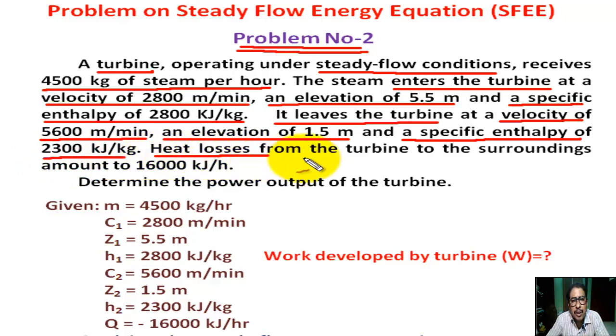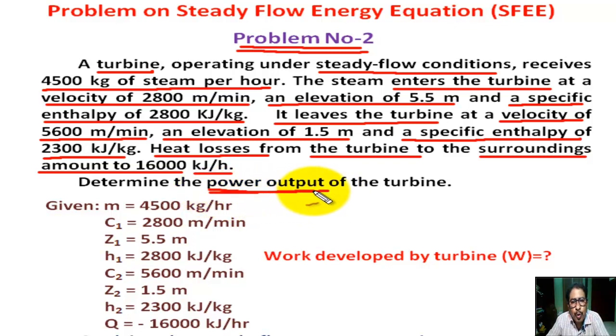Heat losses from the turbine to the surrounding amount to 16,000 kilojoule per hour. Determine the power output of the turbine. Okay.